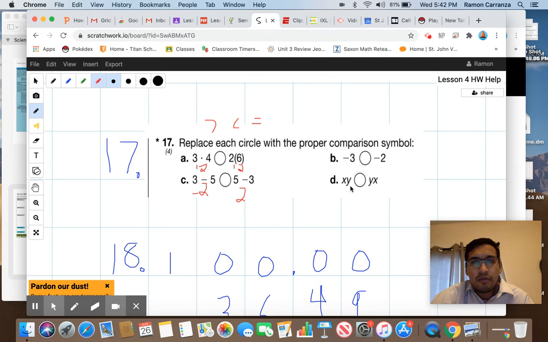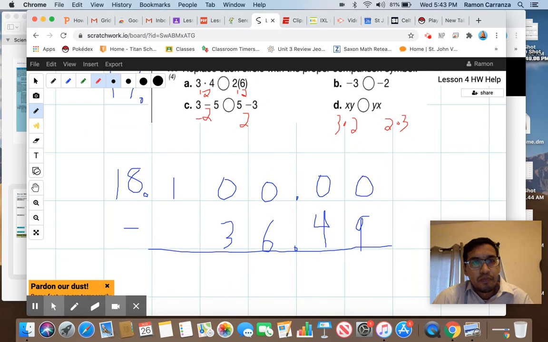And then for D, x times y compared with y times x. So let me give you guys an example there. Let's say we had 3 times 2 and then 2 times 3, right? Both numbers are being multiplied. The only thing we did was change the order. But as we know with the commutative property, if we change the order in a multiplication problem, our product will still be the same. So make sure you use the appropriate symbols when comparing those.